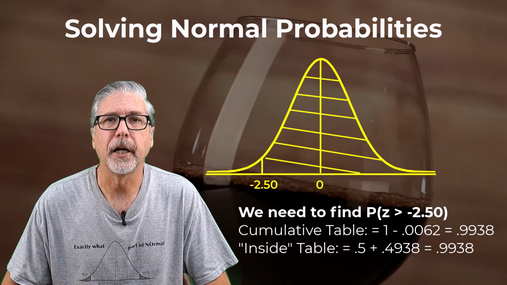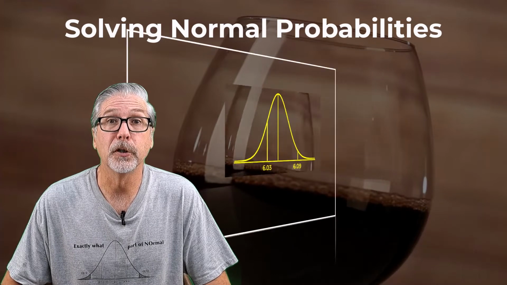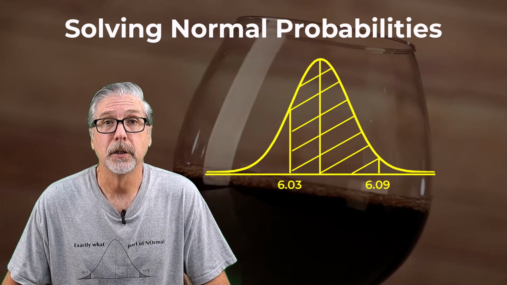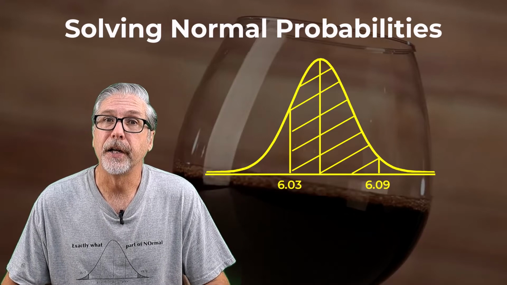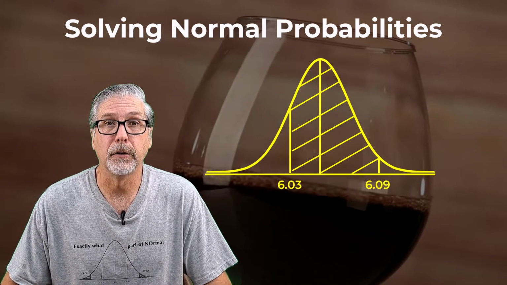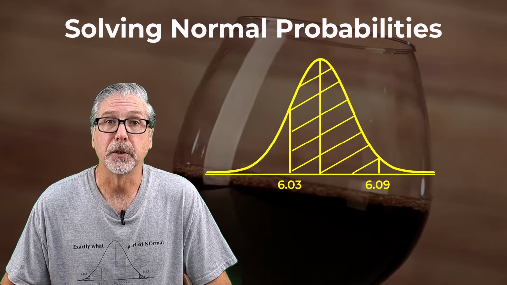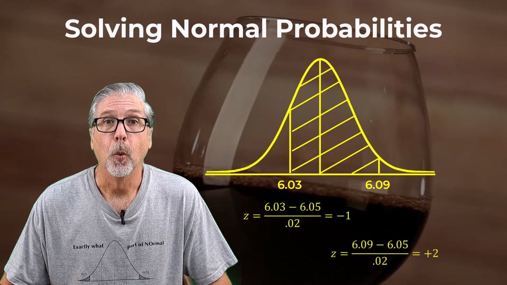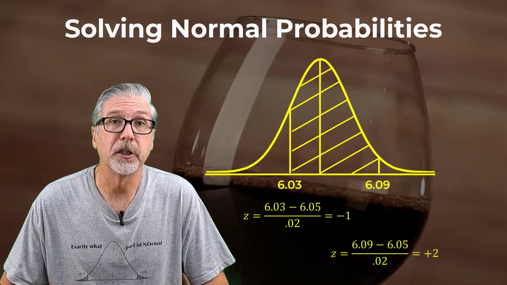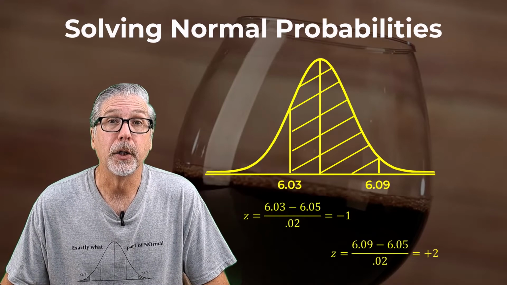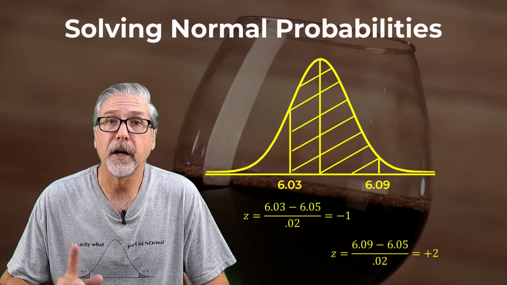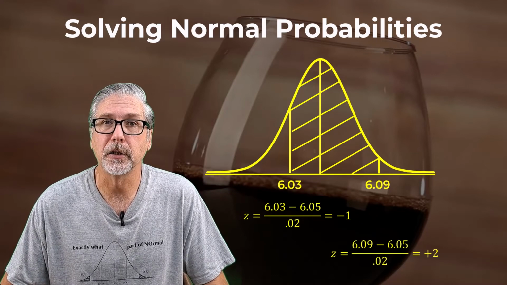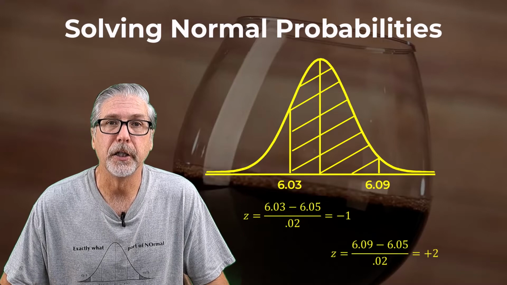How about that question I asked where we were looking for the probability of pours between 6.03 ounces and 6.09 ounces? Well, let's start with that curve, and now we notice there's two different values, the 6.03 and the 6.09, that we have to calculate z-scores for. Once we do the math, we find that the z-score for the 6.03 is the z-value of negative 1.00. That value falls one standard deviation below the mean. The 6.09, that's a positive 2. That falls 2 standard deviations above the mean.